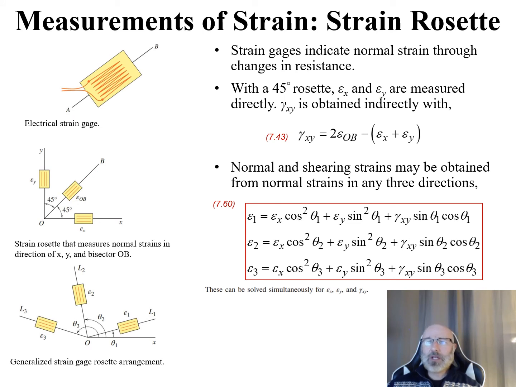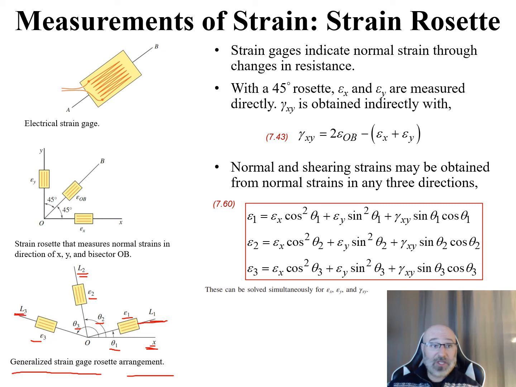So let's take a look at our diagram in the bottom left. This is our generalized strain rosette arrangement. We have our x-axis, and everything is measured relative to this x-axis. There's our L1 axis with epsilon 1, our L2 axis with epsilon 2, and our L3 axis with epsilon 3. We have theta 1, the angle between our x-axis and our L1 axis, theta 2, the angle between our x-axis and our L2 axis, and theta 3, the angle between our x-axis and our L3 axis.